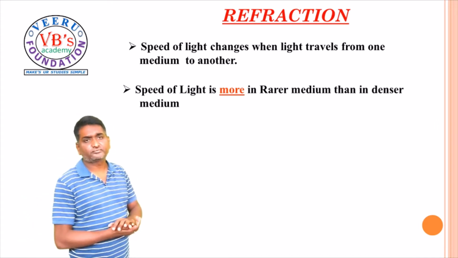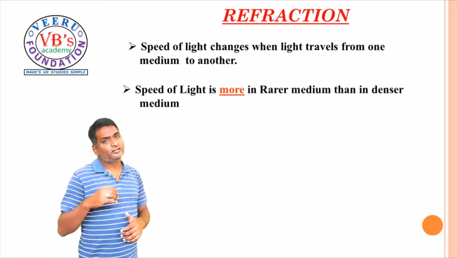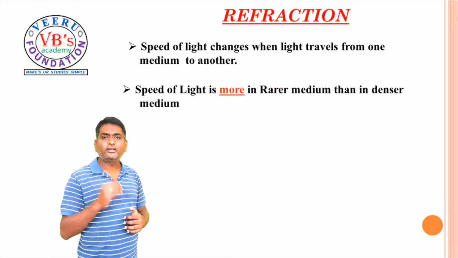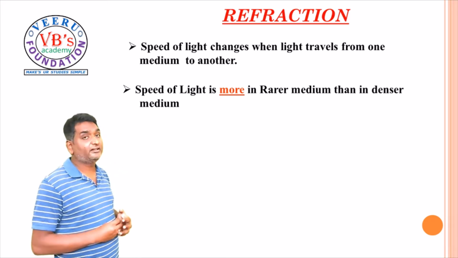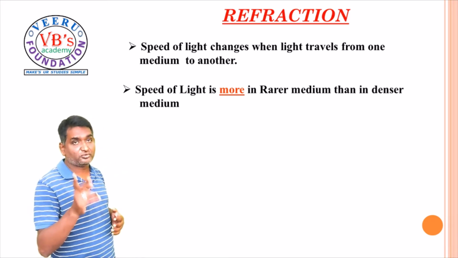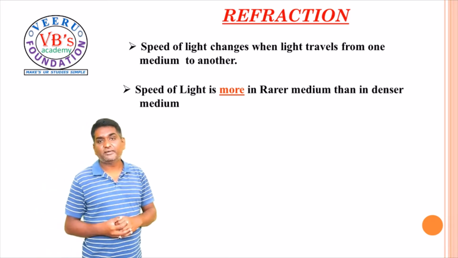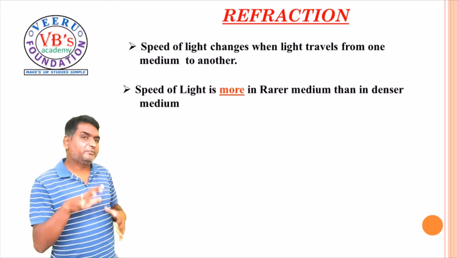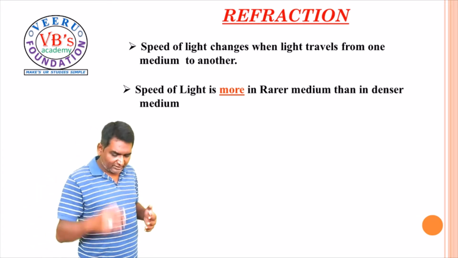Similarly, the speed of light is more in a rarer medium than in a denser medium. Here we are going to introduce two new terms: rarer medium and denser medium. What is meant by rarer medium and denser medium? Let us see the definitions.